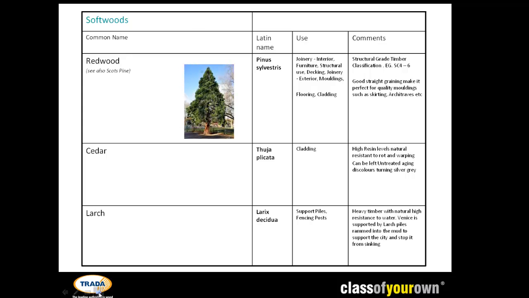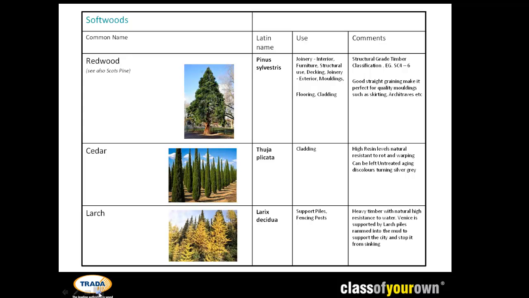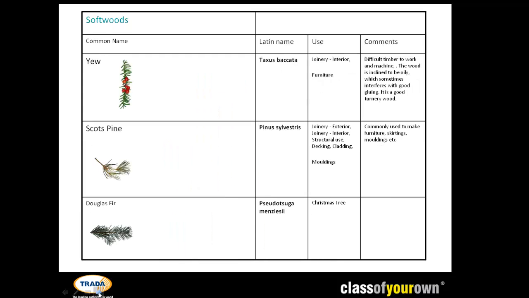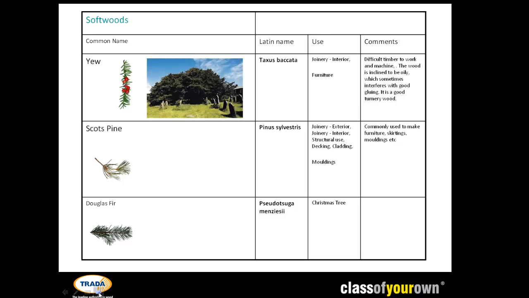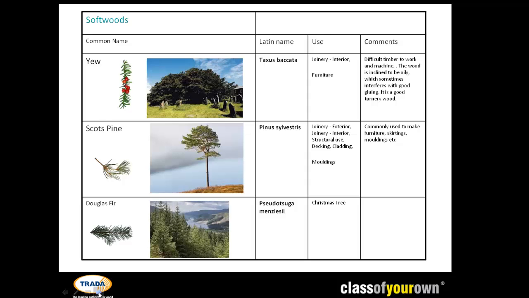So here we've identified 5 softwoods. So we have Pinus sylvestris, which is a redwood. We have cedars and we have larch. Other softwoods are yew trees, Scots pine, and we have the Douglas fir, which is predominantly used for Christmas trees as well as in the timber industry.